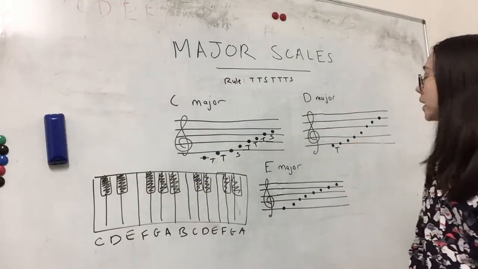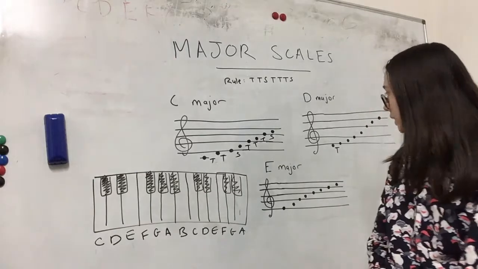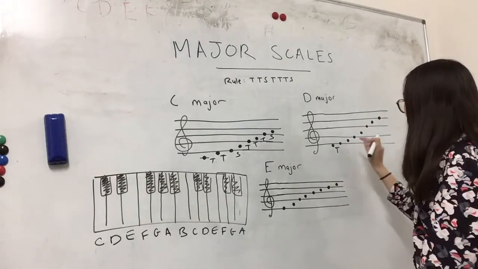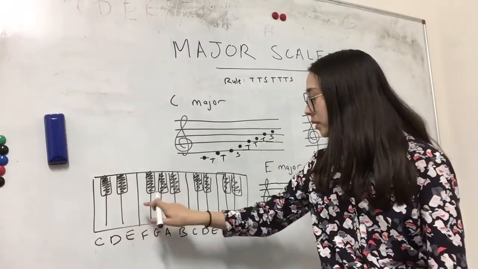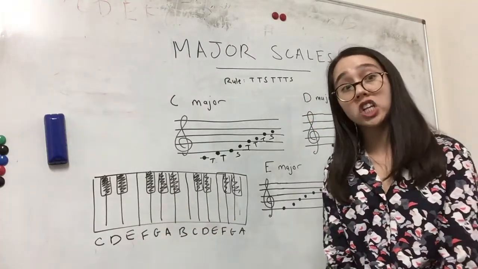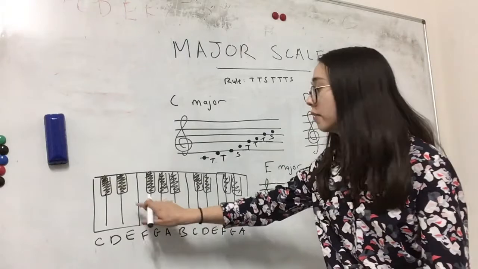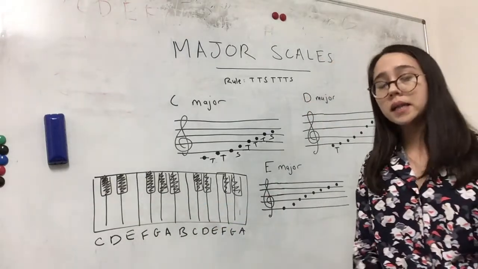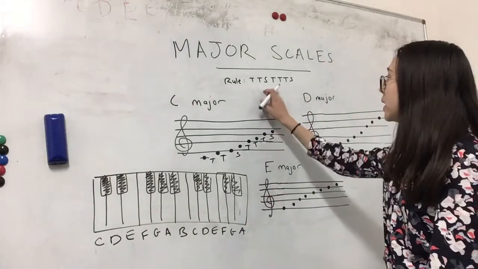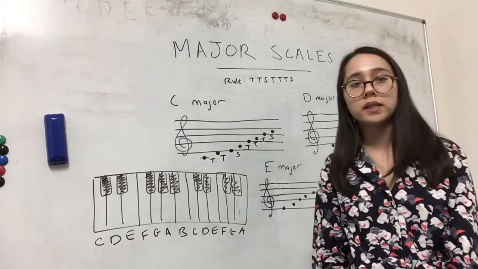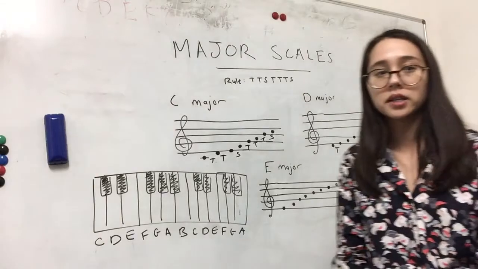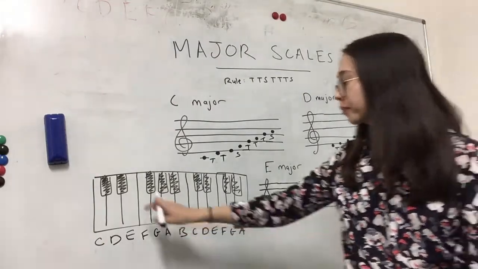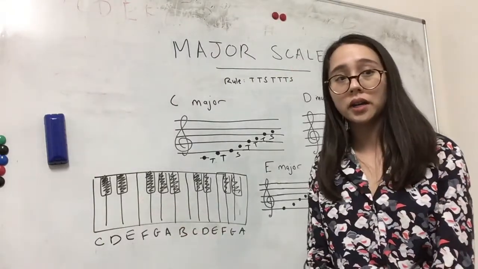Don't need to make any changes, no sharps or flats. That's a tone, all right? E and F. So now this is where we need to make changes, because if we count from E to F, it's only a semitone apart, and the rule is that there needs to be a tone. So how do we make it a tone? Well, we need to just add in another half note.